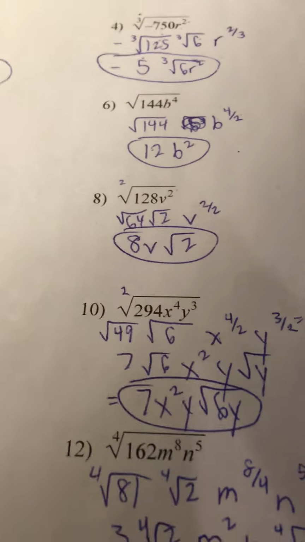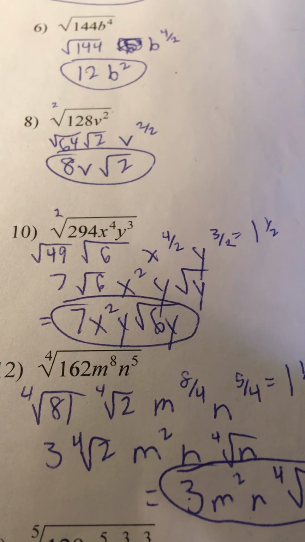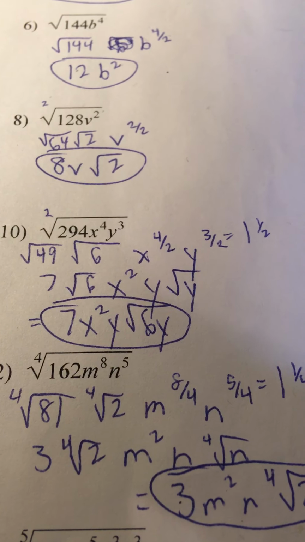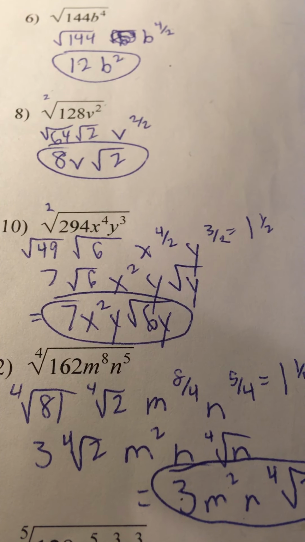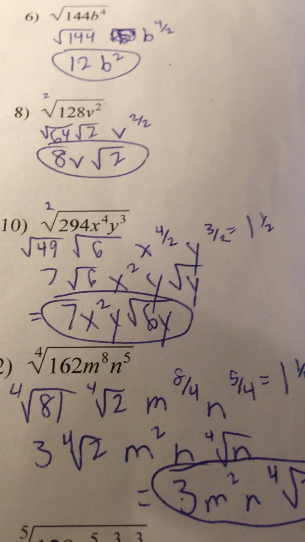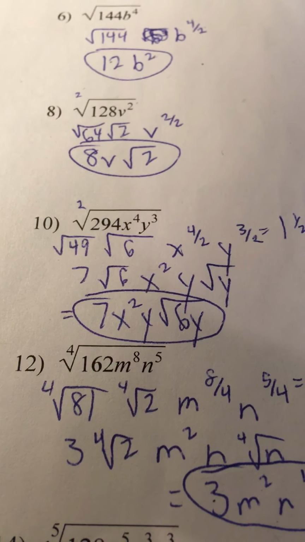Number 10, square root of 294, split that up into 49 times 6, so 7 square root of 6. That's going to be x to the 4/2, which is x squared, and y to the 3/2, or y to the 1 and 1/2, so y squared of y. So final answer is 7x squared y, square root of 6y.